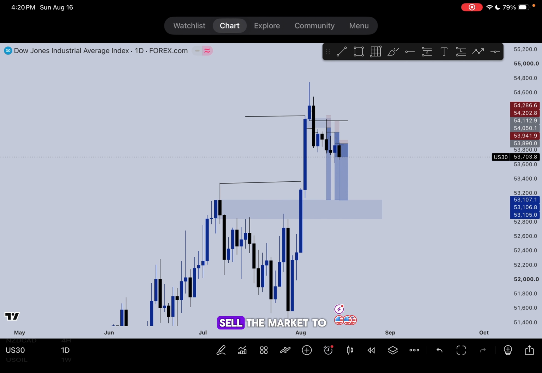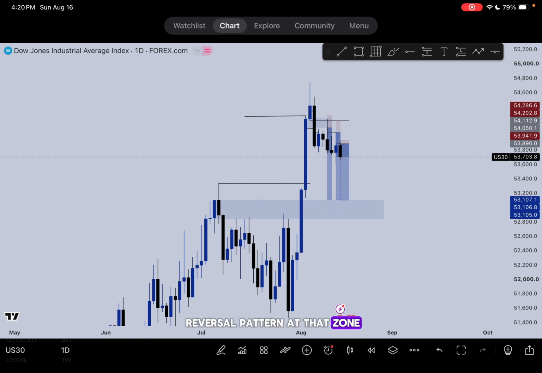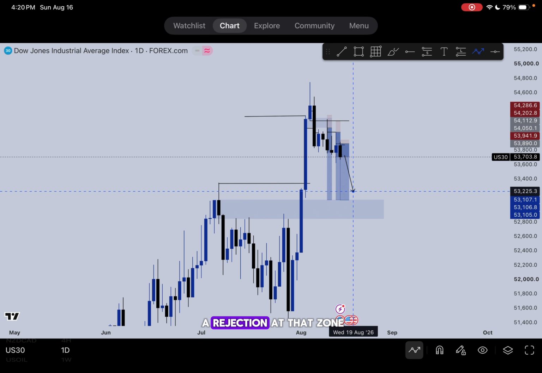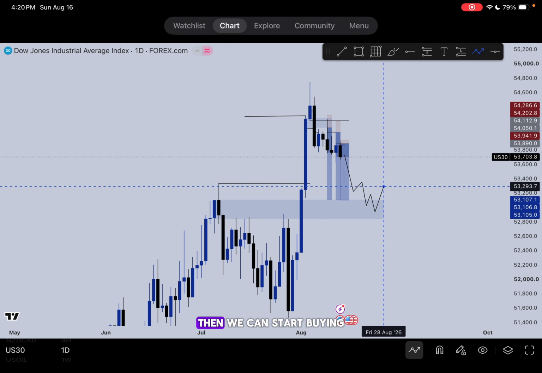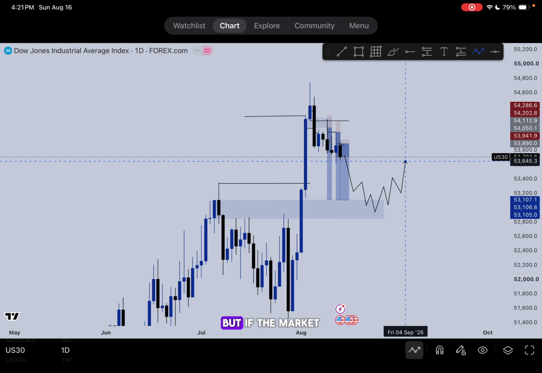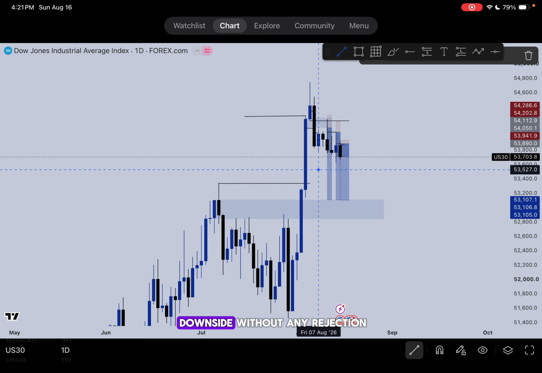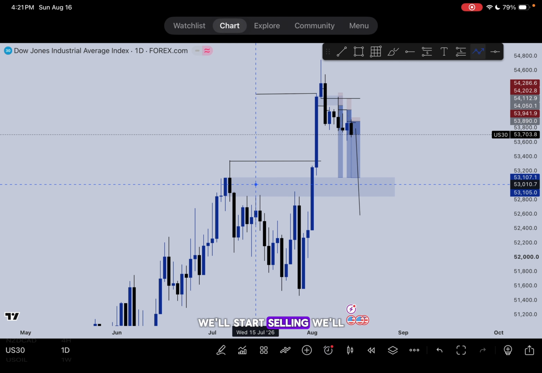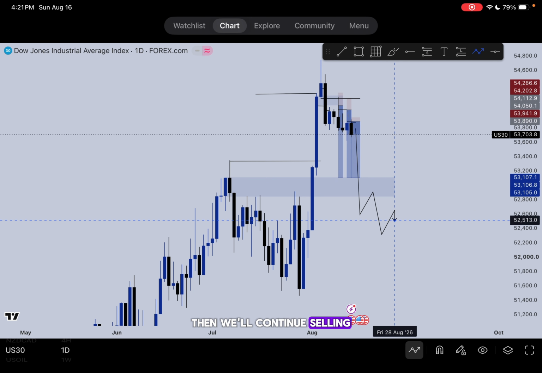We are trying to sell the market to this zone to buy, but note that we are only buying if we get a reversal pattern at that zone. That's when we will start buying. If we get a rejection at that zone, if the market decides to reject that zone, then we can start buying. But if the market decides to just give us a push to the downside without any rejection, breaking this zone, automatically we'll start selling. We'll keep selling the market.